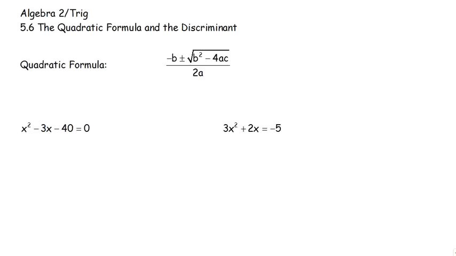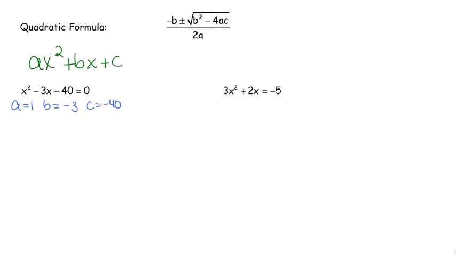Alright, so you probably have the quadratic formula memorized. The opposite of b plus or minus the square root of b squared minus 4ac all over 2a. When we want to evaluate the quadratic formula, we use the a, b, and c values, again coming from the standard form of ax squared plus bx plus c. So when we look, we've got that our a value is 1, our b value is a negative 3, and our c value is a negative 40.